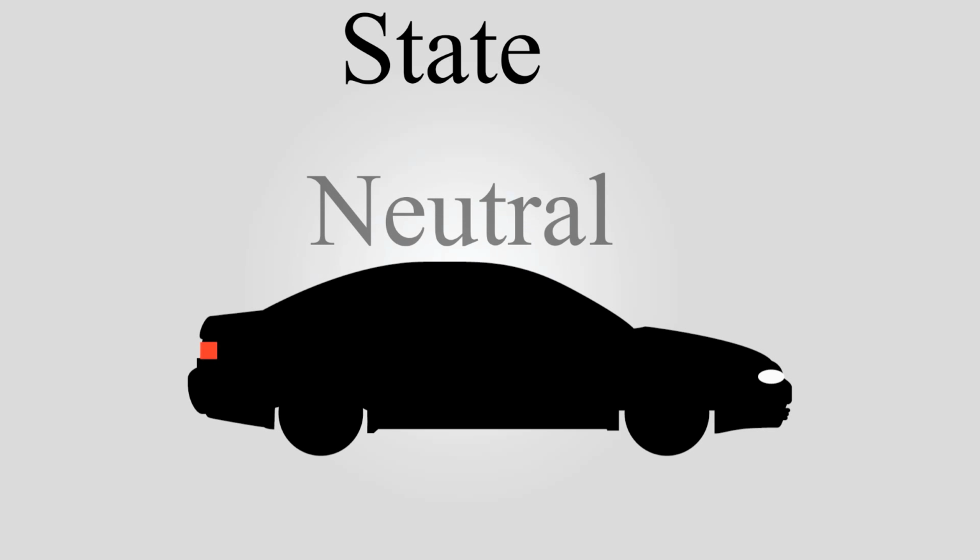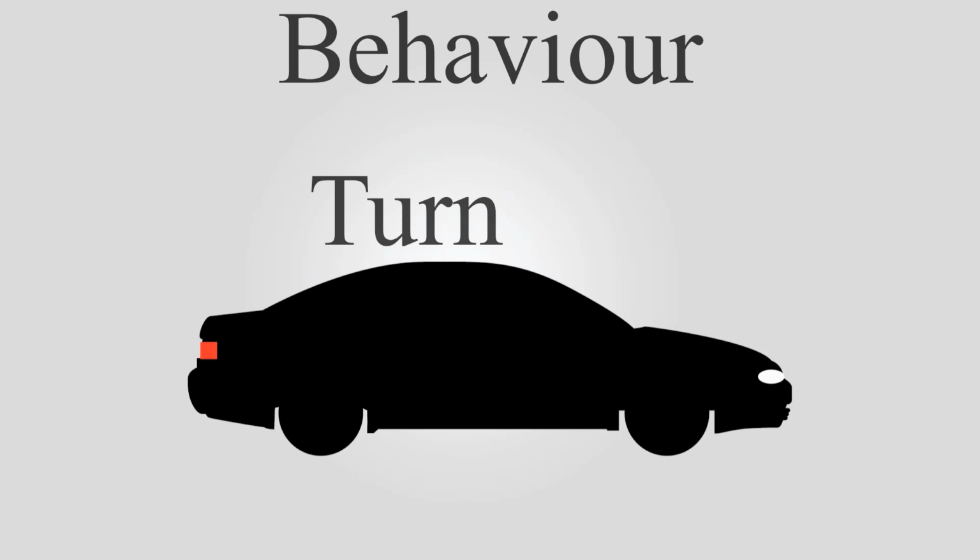To help explain this, let's start out with a simple real-world object, a car. A car can be in various different states: parked, neutral, drive, and reverse. A car can also behave in certain ways, such as brake, accelerate, and turn.